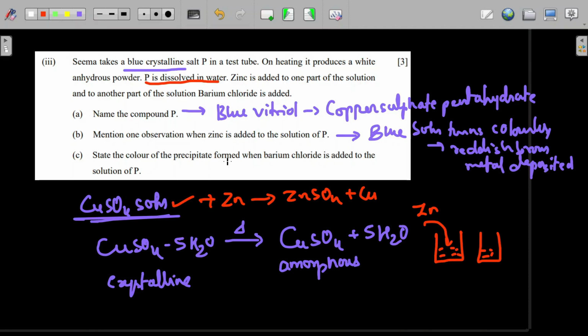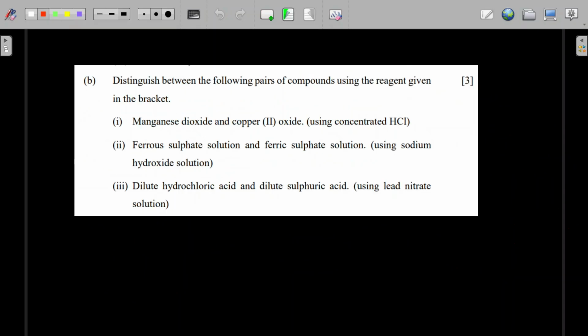State the color of the precipitate formed when barium chloride is added to the solution P. That is in the second part. You are adding barium chloride. So again, sulfate is there. So what will you get? White precipitate. Everything revolves around these things only. If you make sure you are getting it right, then your answers will also be correct. This is the last question.